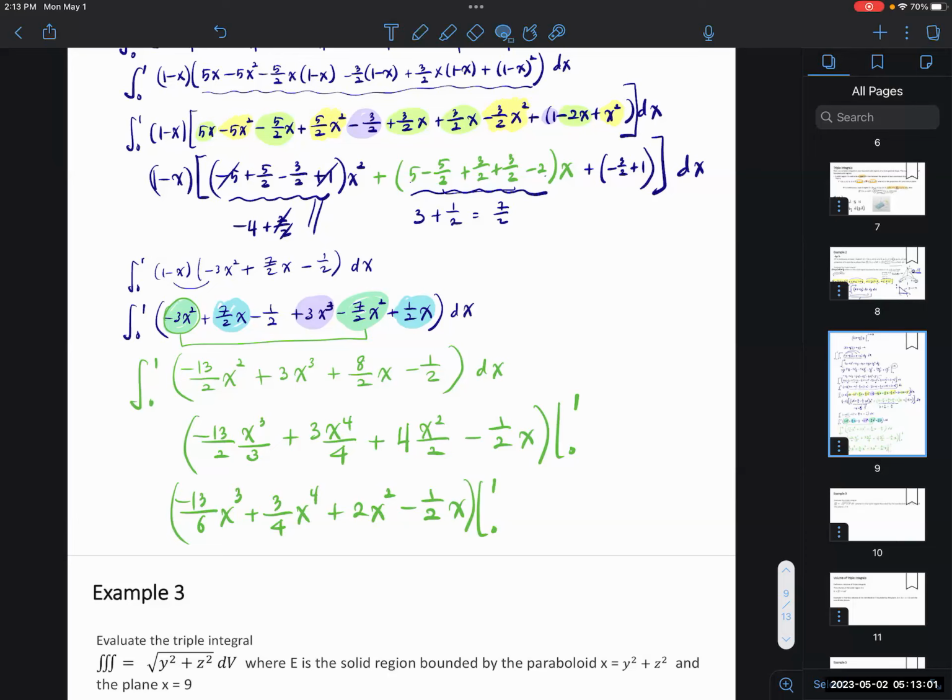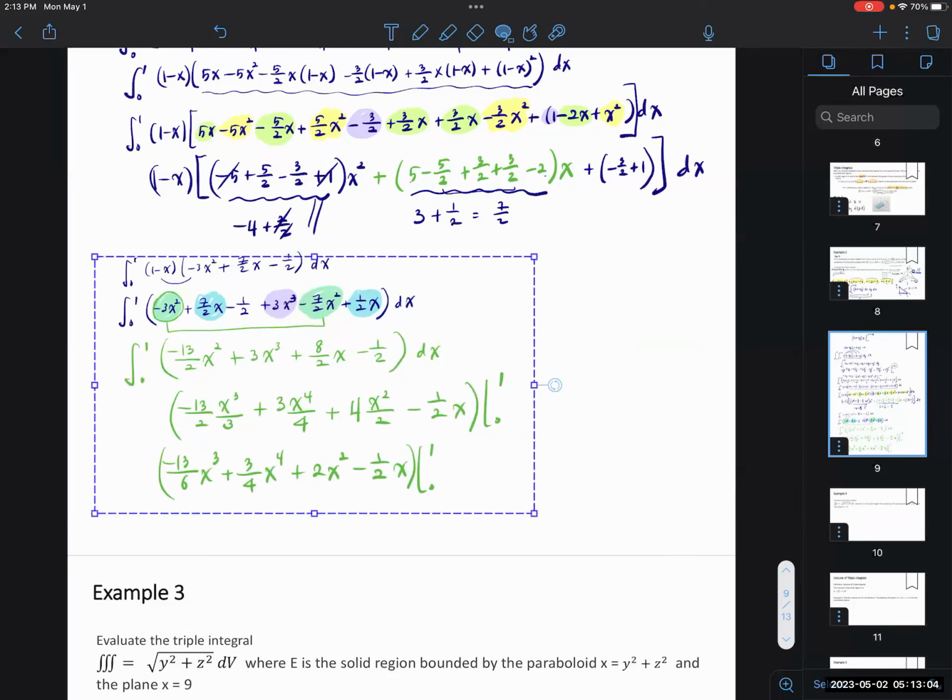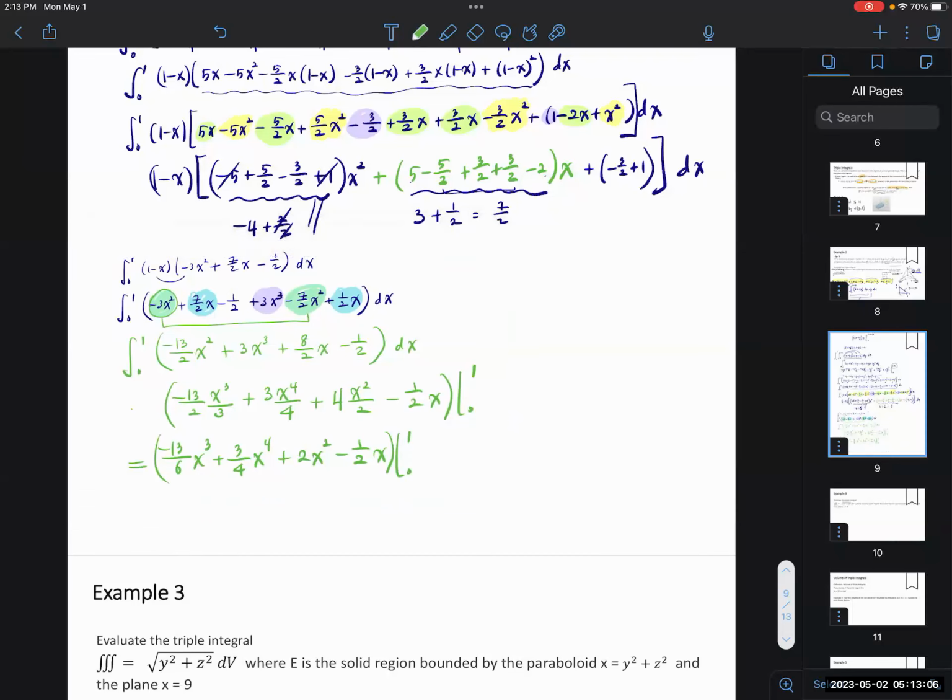1 to 0. So basically, you're going to plug in all the 1. So that's negative 13 over 6 plus 3 over 4, 2 minus 1 over 2, and minus 0 is 0. So you're going to calculate that. So we can have all the common denominator 12. So negative 26 over 12, 9 over 12, 24 over 12, that's 2, and 6 over 12.